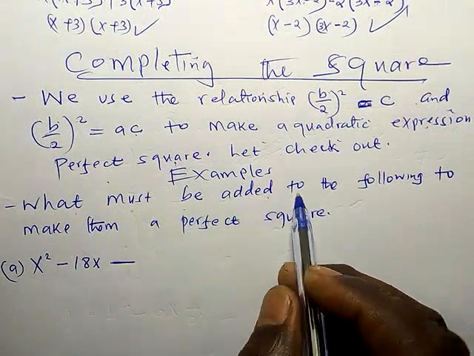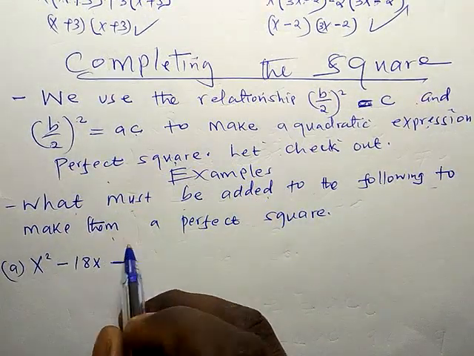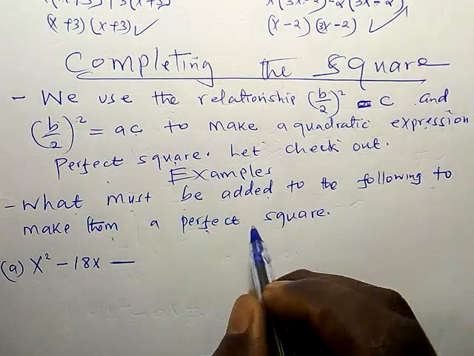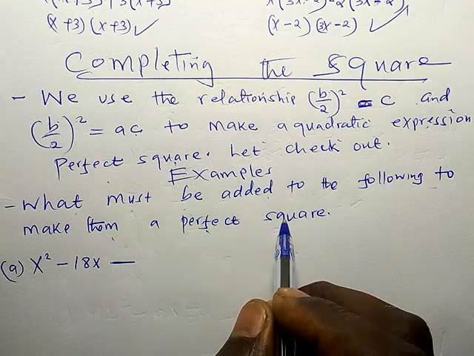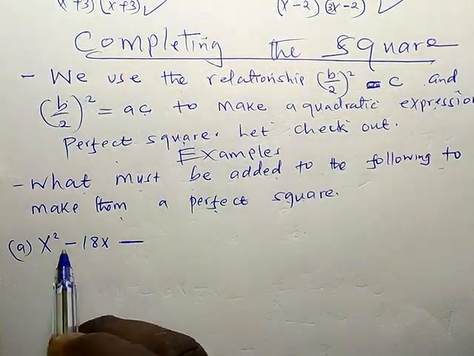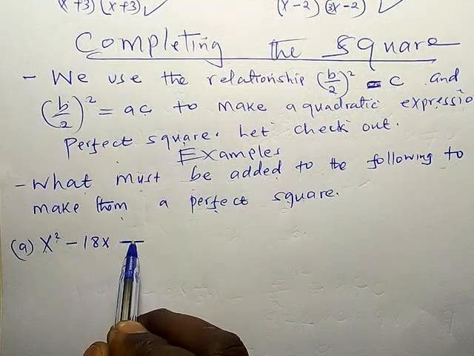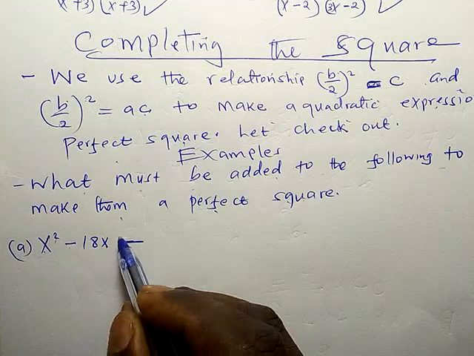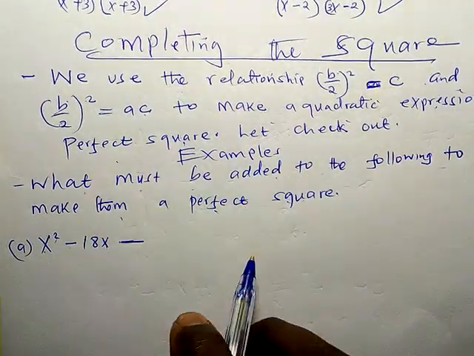What must be added to the following quadratic expression to make them a perfect square? So I have an example here. The first one, x squared minus 18x minus dash. So the constant c is missing. So what must be added?